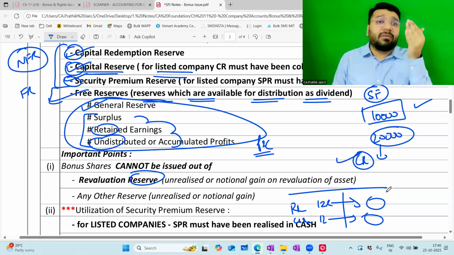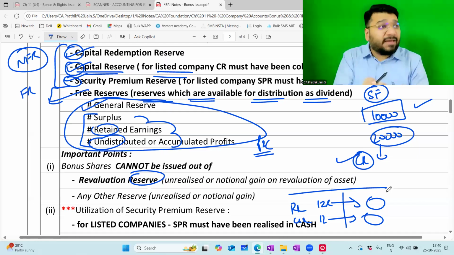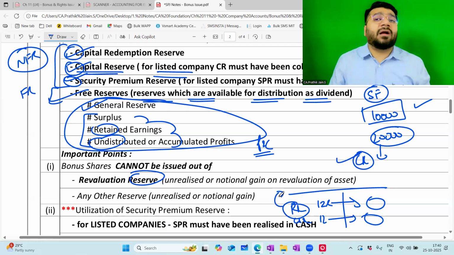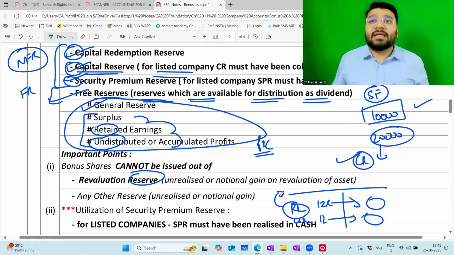I am transferring money from reserves to capital. Why? Because I want to get the money in capital. I want to use that money for expansion purpose. In the paisa ve illiye. Even if you use revaluation reserve and transfer to capital account, are you going to benefit anything? No benefit. Because there is no money.